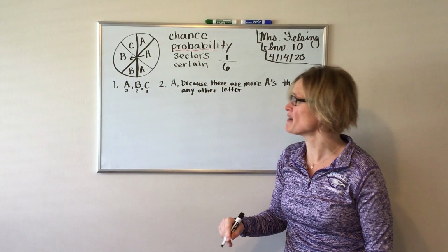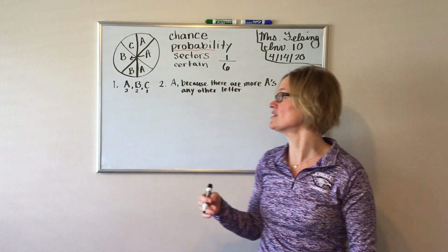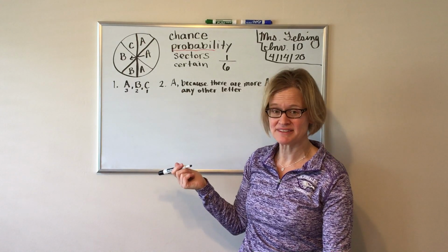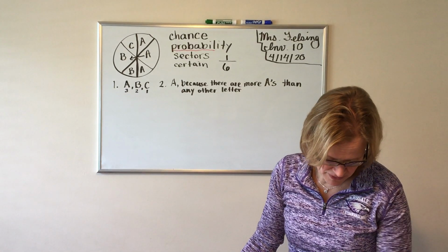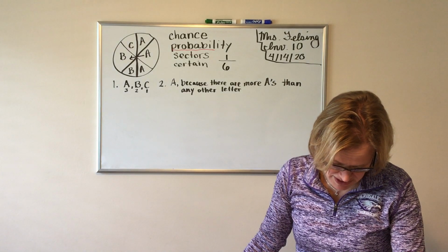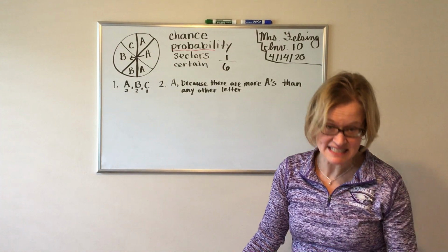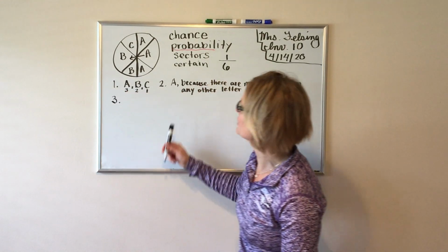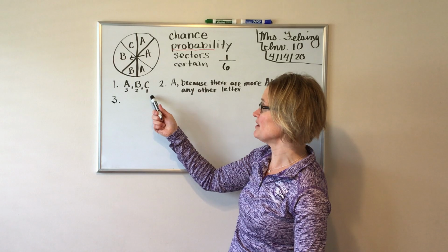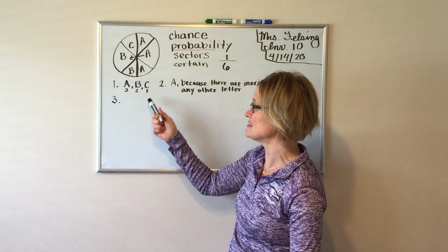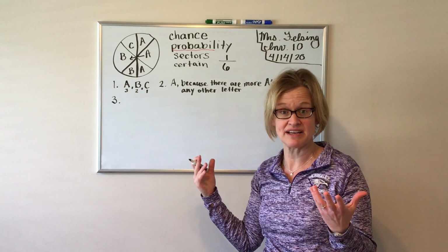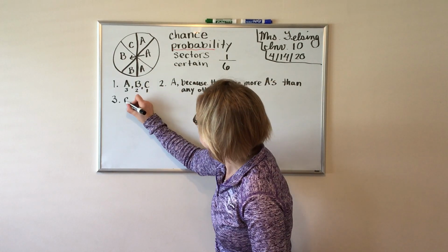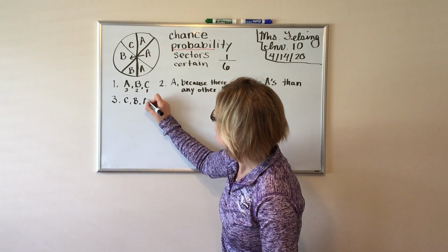Does that make sense? The probability, the chance that you're going to land on an A is higher because there are more A's. It takes up like half the spinner. Okay? Now, number 3, write the possible outcomes of a spin in order from least likely to most likely. So we want to take a look at, well, least likely is probably going to be the sector that has the smallest amount of numbers on it. So if we look over here, C would definitely go least, then B, then A.